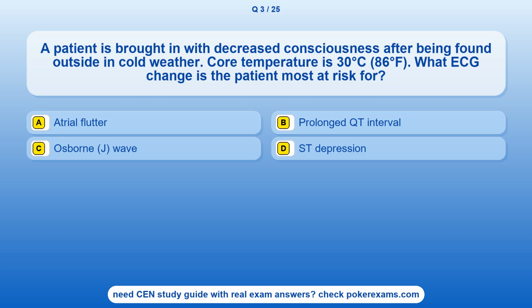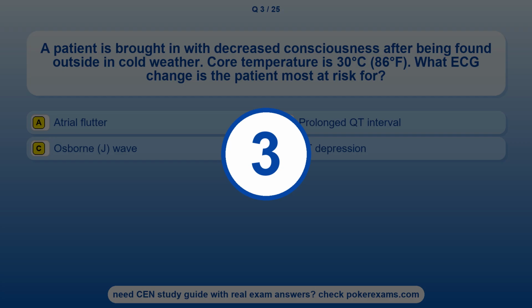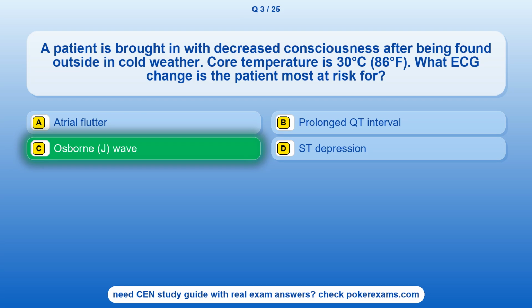Question 3. A patient is brought in with decreased consciousness after being found outside in cold weather. Core temperature is 30 degrees Celsius, 86 degrees Fahrenheit. What ECG change is the patient most at risk for? Option A, atrial flutter, option B, prolonged QT interval, option C, Osborn J wave, option D, ST depression. The correct answer is option C, Osborn J wave.